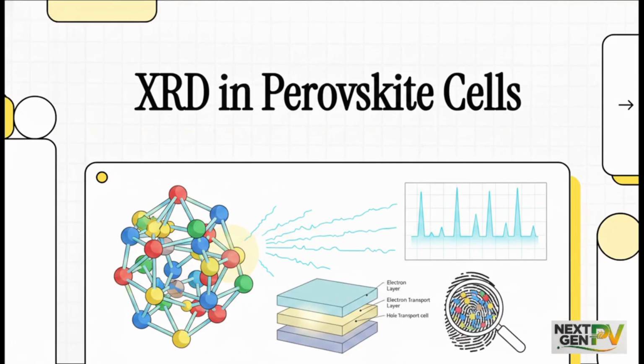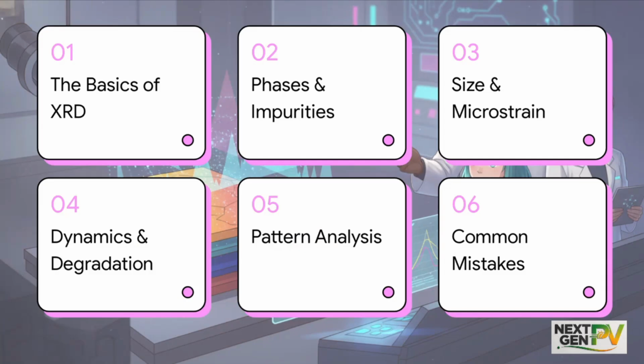Today, we're diving straight into one of the absolute most crucial characterization techniques used in perovskite solar cell research, X-ray diffraction, or XRD. You see, if you want to understand how a perovskite solar cell works, how it degrades, or how to improve it, you have to look at its structural fingerprint. And XRD, it's the ultimate tool for reading that fingerprint. It gives us direct, undeniable information about the crystal structure, phase composition, crystallinity, and even the structural degradation of the perovskite absorber. Here's our roadmap for today.